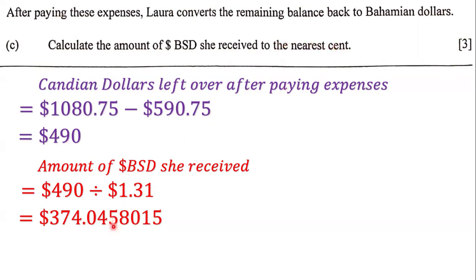that we have to look at this 5 and we ask ourselves, is this 5 or greater? Once this number is 5 or greater, we can add 1. And since this number is definitely 5, it's equal to 5, that means that we can round up. And so we add 1 to this 4. And when we add 1 to this 4, we have $374.05. And that's the answer to our question. $374.05 is the answer.